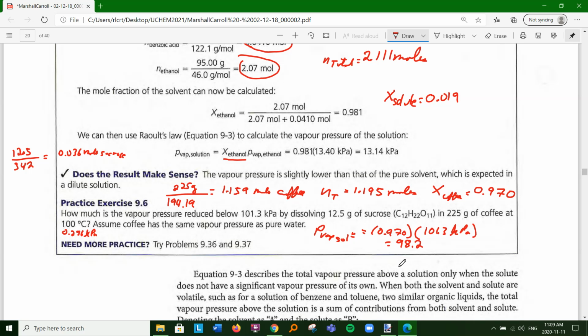Let's start using a different value for coffee here. Let's think for a second here. Grams to moles divided by the molar mass. Molar mass of coffee is 194.19. 225. Let's get the sucrose right. 12.5 divided by 342.036. Good. 225 divided by 194.19 is 1.159. Okay, so that's the moles.